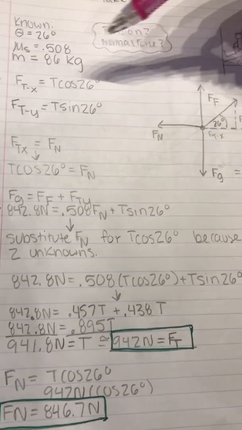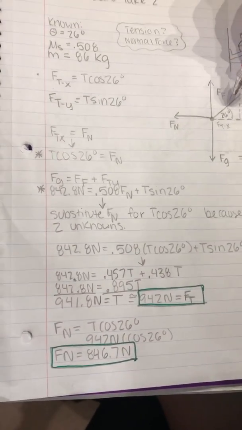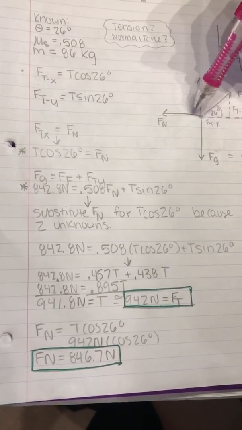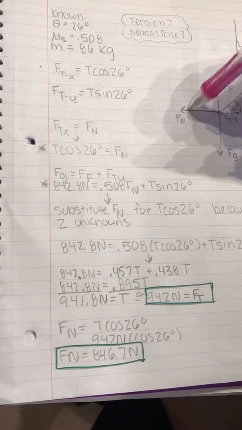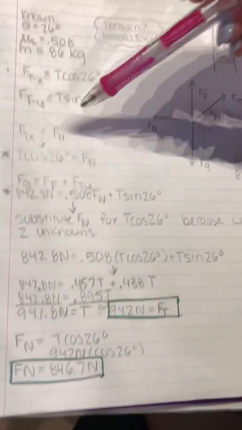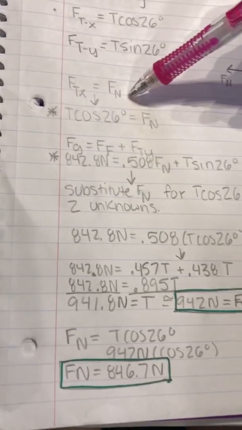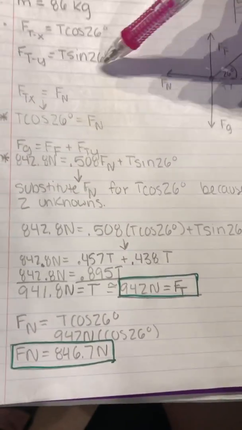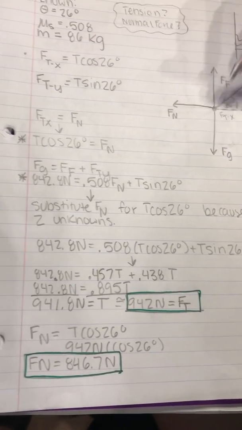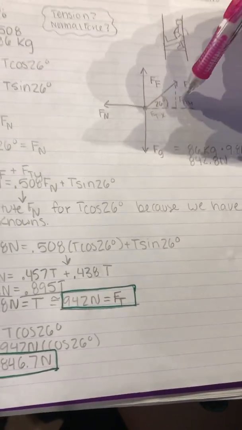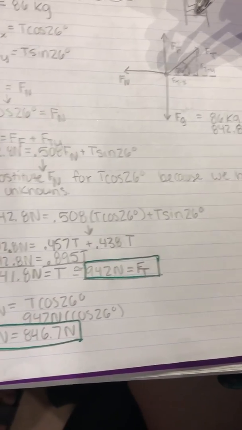Then we can see that since the force of tension in the x direction is equal to the force of normal in the same x direction, because he's not moving, we can set the force of normal to T times the cosine of 26 degrees. Then we're going to look at our y components, and we know that our force of gravity is going to have to equal the force of friction plus the force of tension in the y direction, because he's not moving, because he's staying in the same place.